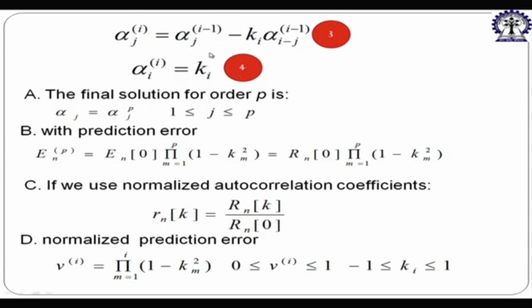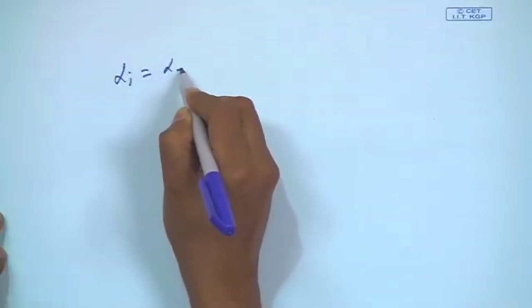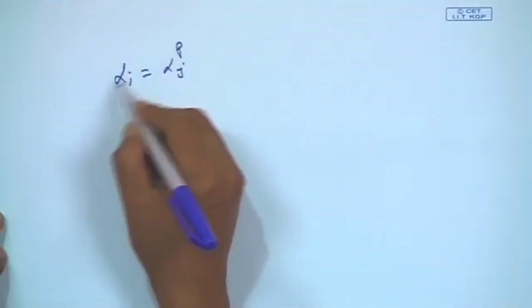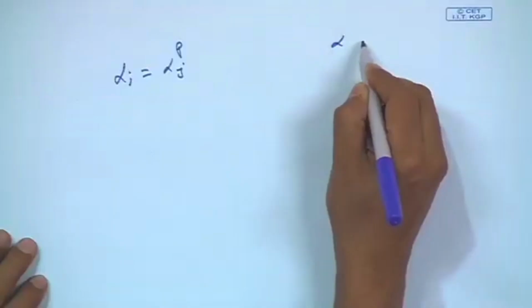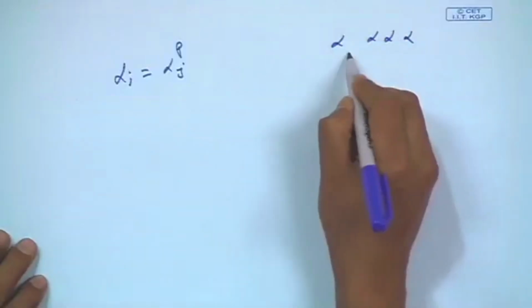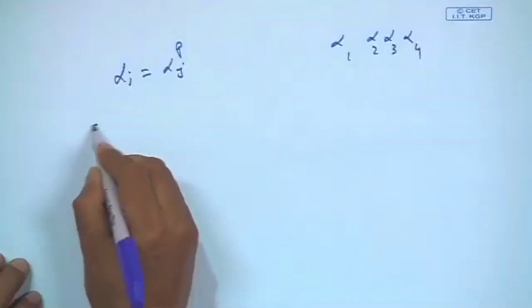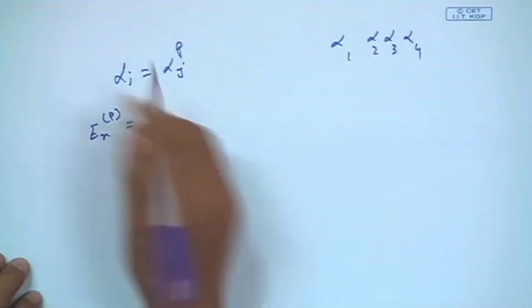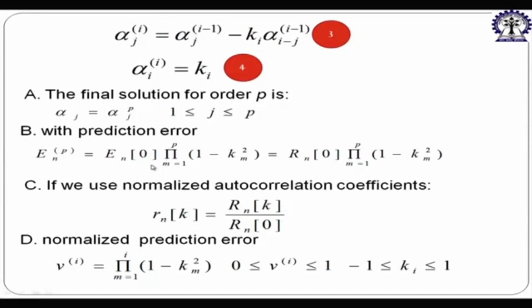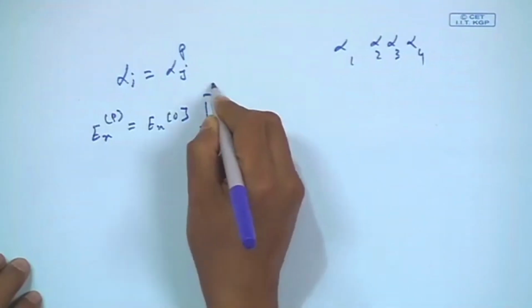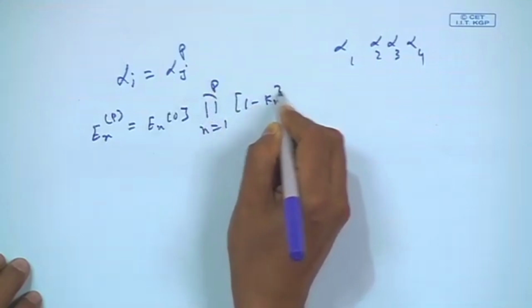This is the fourth equation. So, the final solution for order P, if my LPC order is P, is alpha j equal to alpha j P, or I can say K. My alpha j P is my last set of alpha values, the optimal set of alpha values alpha 1, alpha 2, alpha 3, alpha 4, with a prediction error E n P equal to E n 0 times the product for m equal to 1 to P of 1 minus k m square.